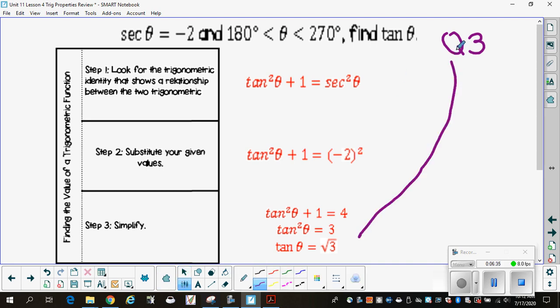Because quadrant 3, okay? Tangent is positive in quadrant 3. Therefore, I only use the positive square root. Right? And again, you can do this with any of these. So if you get secant, if you get cosine, okay, it all depends on which one you get and which identity you want to use. So this is just an example. Okay? Lots of other examples.